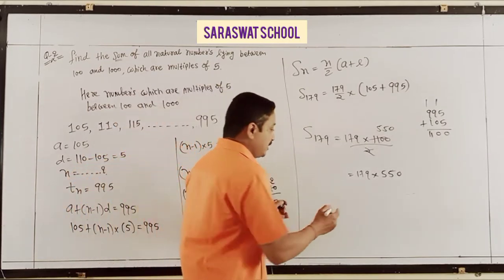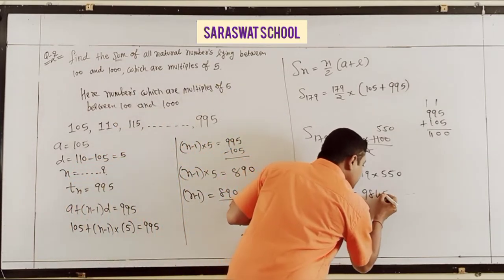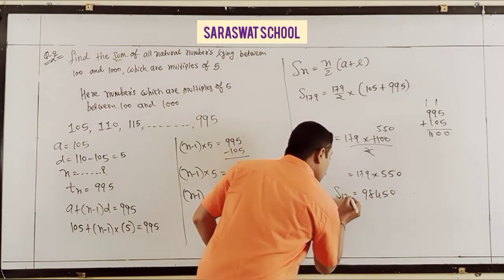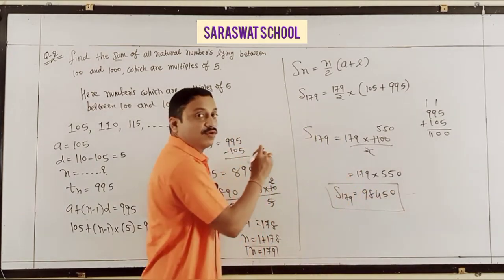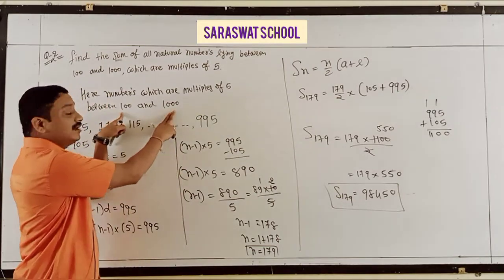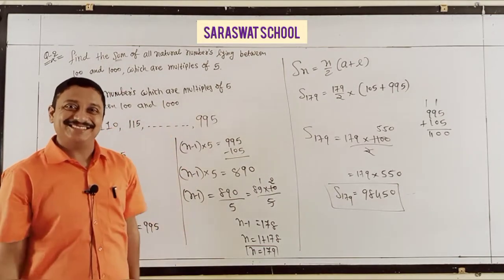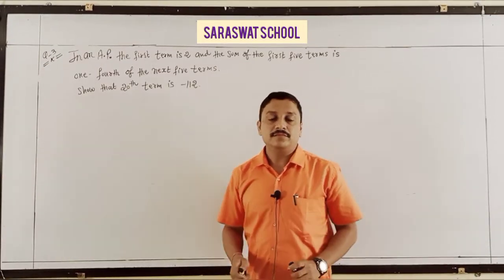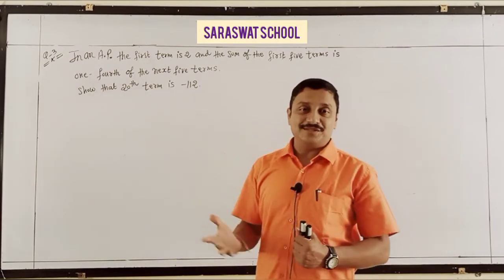So students, you are getting 98450, and that's your total summation for odd numbers between 100 to 1000. Now continue students, third one.